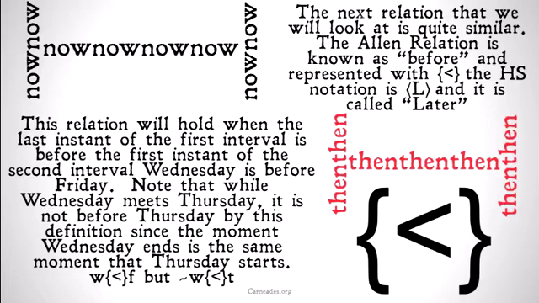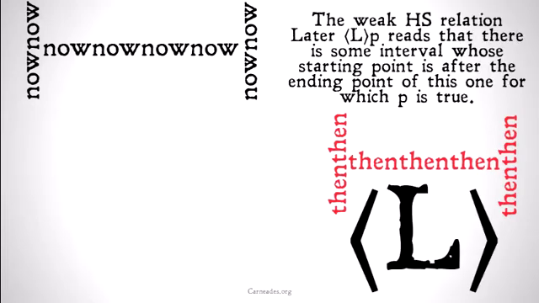Wednesday is before Friday, but it's not the case that Wednesday is before Thursday. Rather, Wednesday meets Thursday. Hopefully that makes sense. So this relation is going to hold when there is some space in between the current interval and the next one, not when they meet each other exactly.